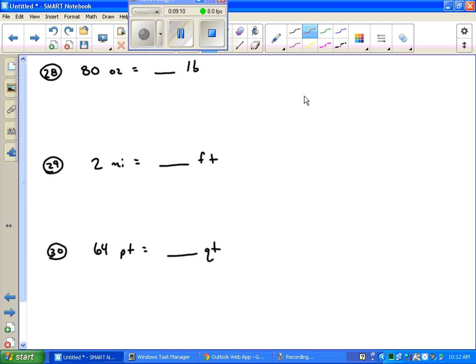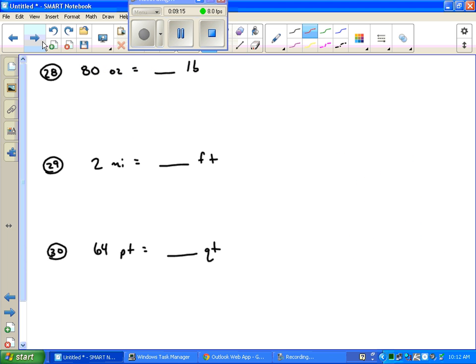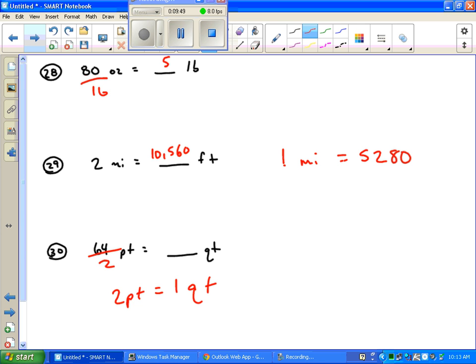Number 28 says 80 ounces is how many pounds? Again, going back to the first one, 16 ounces in every pound. Divide 80 by 16, and you'll see that that's 5 pounds. 2 miles is how many feet? In 1 mile, there are 5,280 feet. So multiply 2 times 5,280, and you get this great big number, 10,560 feet in 2 miles. 64 pints is how many quarts? There are 2 pints in every 1 quart. So divide 64 by 2, and you get 32 quarts.